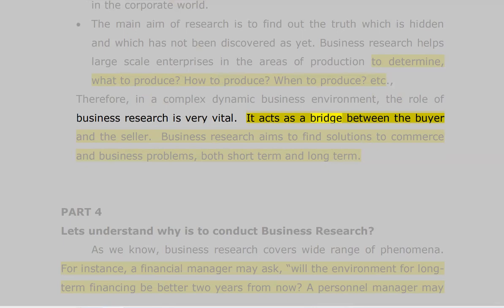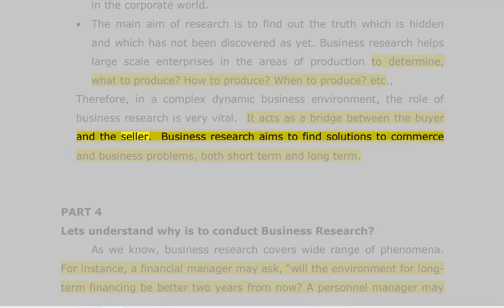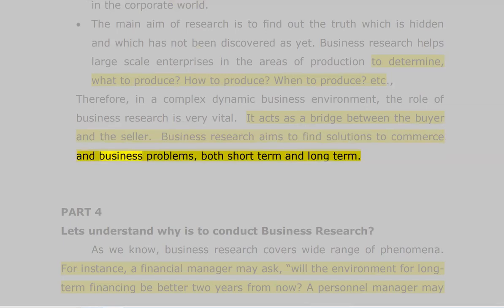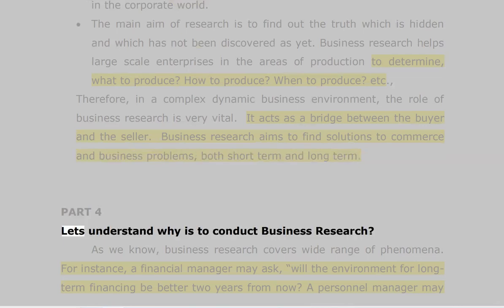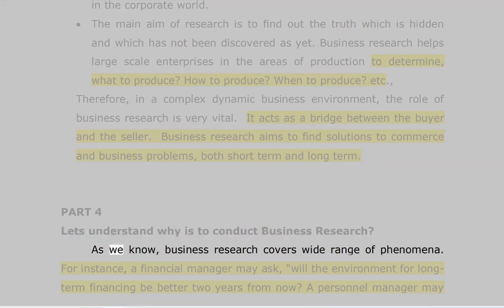It acts as a bridge between the buyer and the seller. Business research aims to find solutions to commerce and business problems, both short-term and long-term. Part 4. Let's understand why to conduct business research. As we know, business research covers a wide range of phenomena.